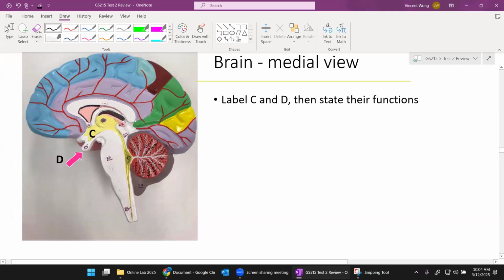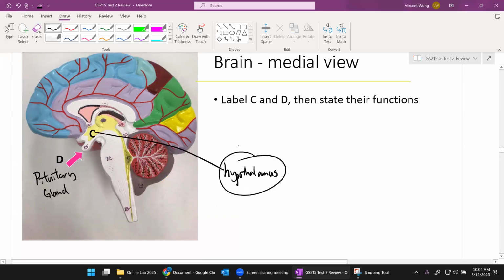Once again, C is hypothalamus. It works with the pituitary gland to maintain homeostasis. Hypothalamus is also part of the limbic system. The limbic system has hippocampus, hypothalamus, amygdala, and thalamus.